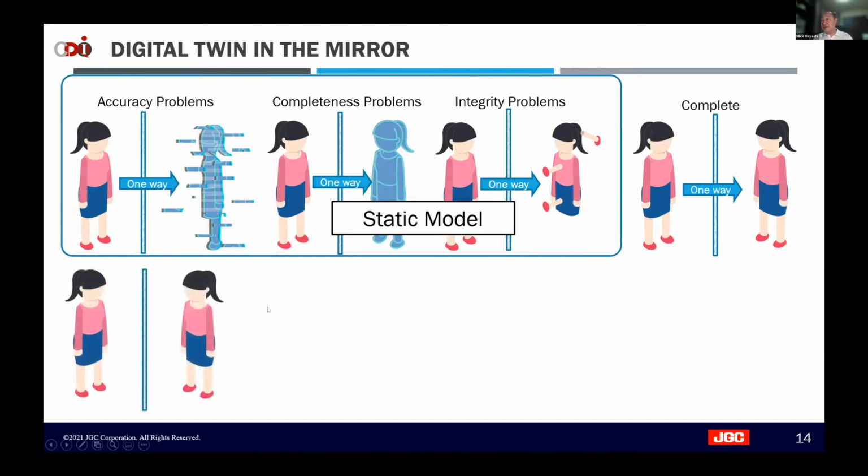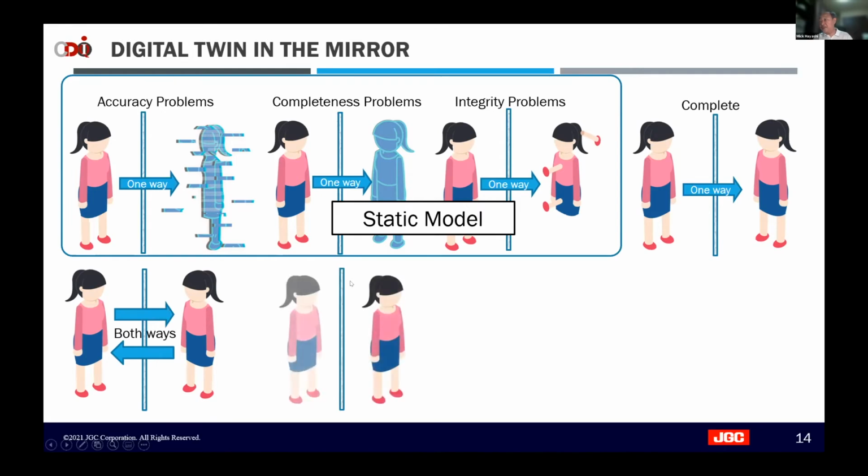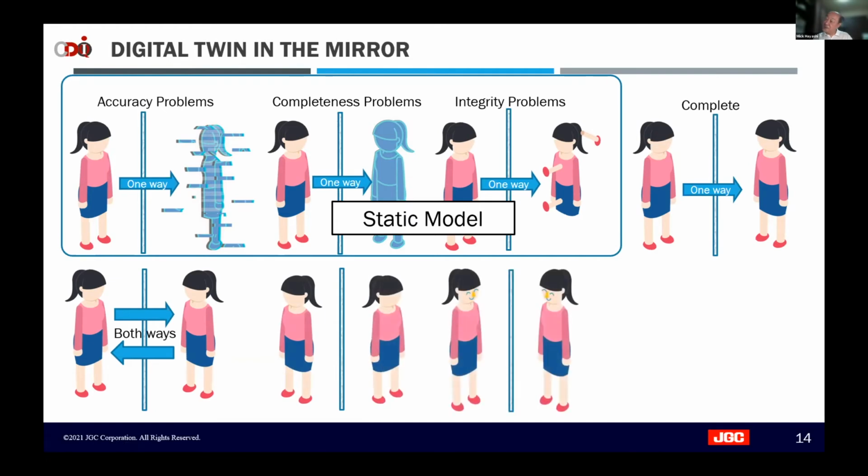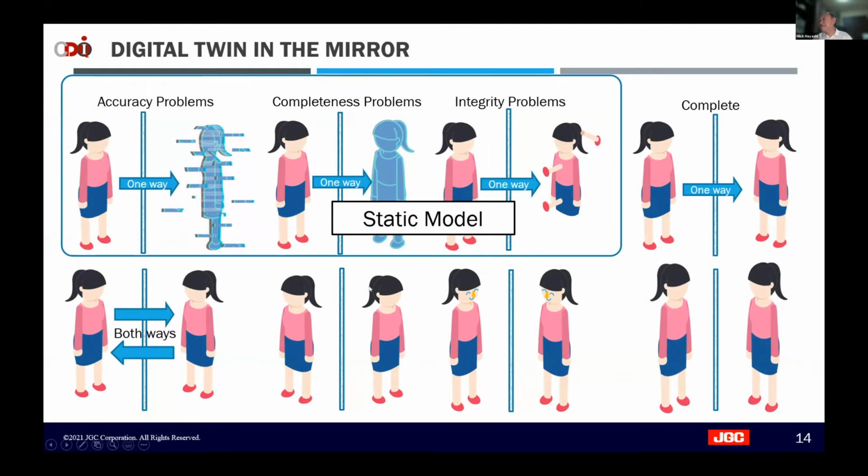Now this is a digital twin that works in both ways. Right now, one side turns, and then the other side turns. Then one side smiles, the other side smiles. Can you see that? One side is not feeling well, and the other side is also not feeling well. So these are the dynamic models. Hopefully you can get some ideas.